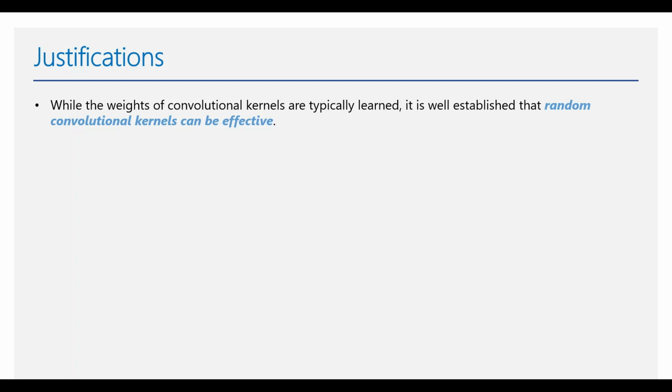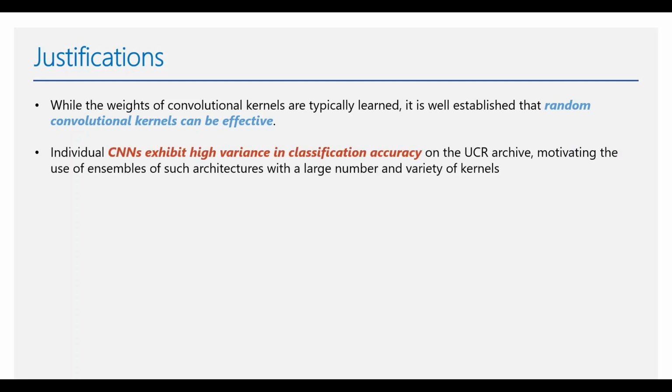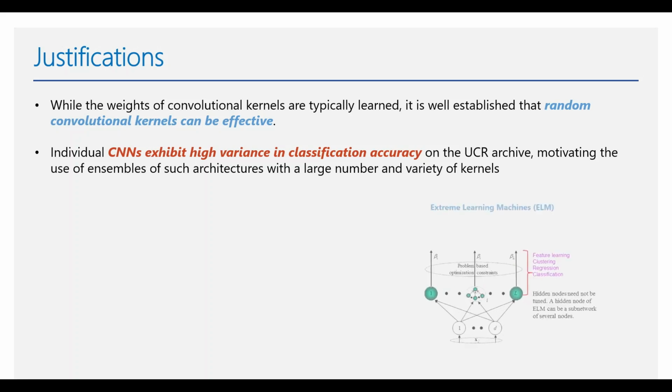So what the authors are suggesting is, okay, get a number of kernels, let's say 10,000, 20,000, whatever, randomly initialize these, don't do any optimization or learning, just simply convolve these randomly generated kernels with your input signals and extract some sort of features that we are going to talk about today. And that should be effective enough for classification problems. The authors also cited that CNNs exhibit high variance in classification problems on the UCR archive, which motivated them to use an ensemble of such architectures with a large variety of kernels.